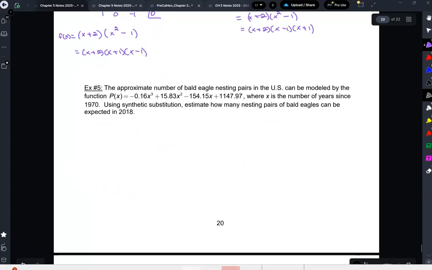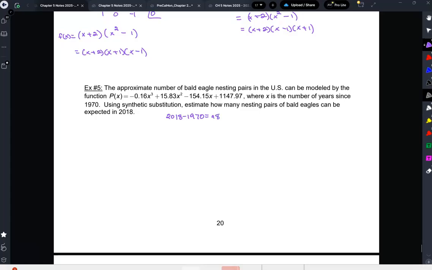Okay, take a look at this one. The approximate number of bald eagle nesting pairs in the US can be modeled by this function. Somebody went and did this, right? Where x is the number of years since 1970. Using synthetic substitution, estimate how many nesting pairs of bald eagles can be expected in 2018. So first of all, 2018, and if we started at 1970, this is 48 years.